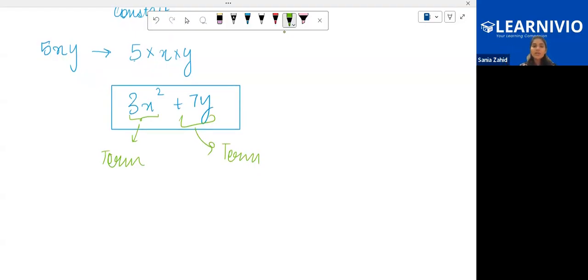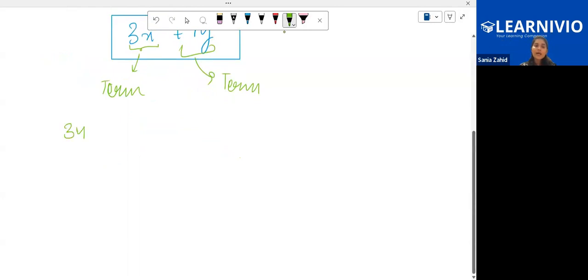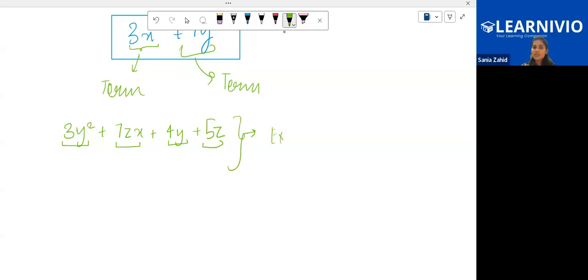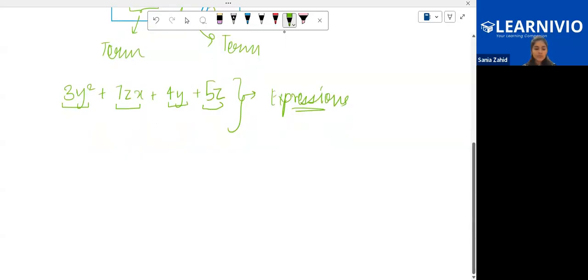Now if I talk about, like, I have 3y square plus 7zx plus 4y plus 5z. In this, how many terms do I have? This is term number 1, this is term number 2, term number 3 and term number 4. So how many terms are there? 4 terms. So basically, when I add or subtract the terms, I form an expression. So this entire thing is an algebraic expression, and an expression is composed of various terms. Okay, I hope this is clear to you.